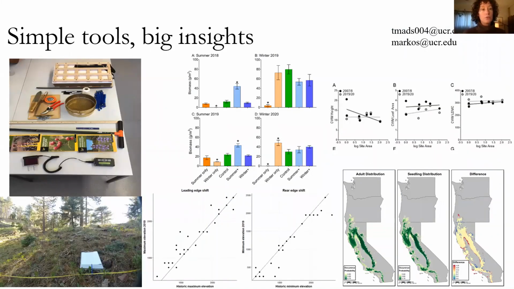And while we use simple tools, often a tape measure and maybe some clippers, our work does provide some big insights. Jared's work is showing how community level traits in the alpine tundra are changing through time toward more stress tolerant strategies, which might be a response to drought and decreased snowpack. He's also uncovering mechanisms driving the biodiversity ecosystem function relationship and how these mechanisms change with drought.